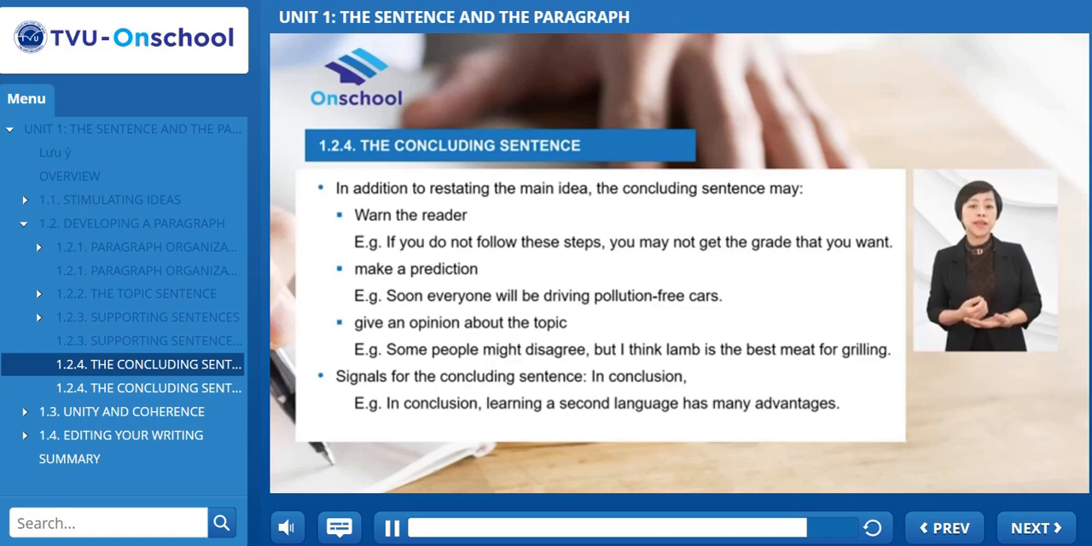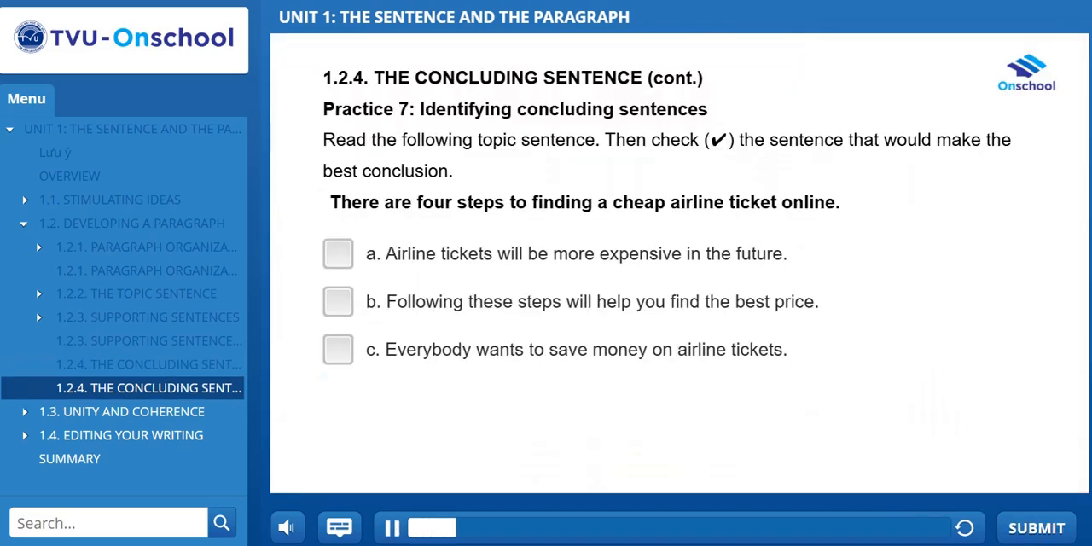Signals for the concluding sentence can be in conclusion. For example, in conclusion, learning a second language has many advantages. And let's identify the best concluding sentence in this practice. The topic sentence is, there are 4 steps to finding a cheap airline ticket online.